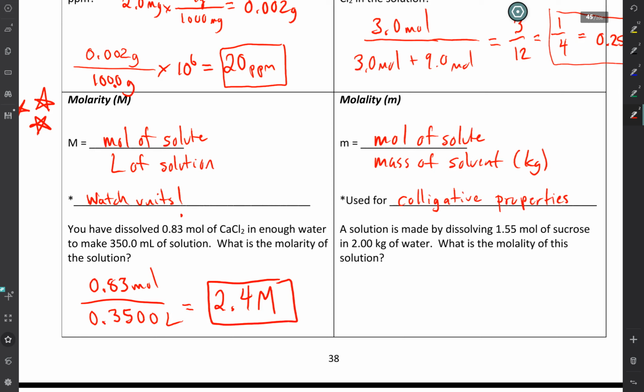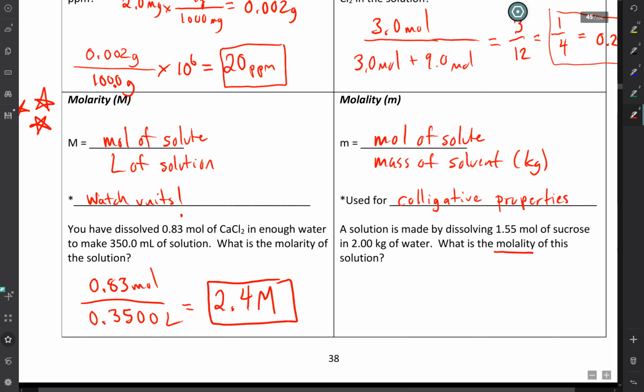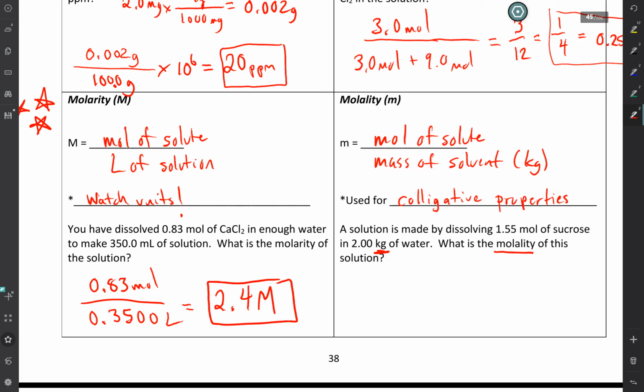The application of this formula is pretty straightforward in this case. It says a solution is made by dissolving 1.55 moles of sucrose in 2 kilograms of water. What is the molality of this solution? So first off, read carefully. Molality versus molarity. Second, you've been given a mass of solvent. That's another kind of dead giveaway that you're going to be asked for molality.